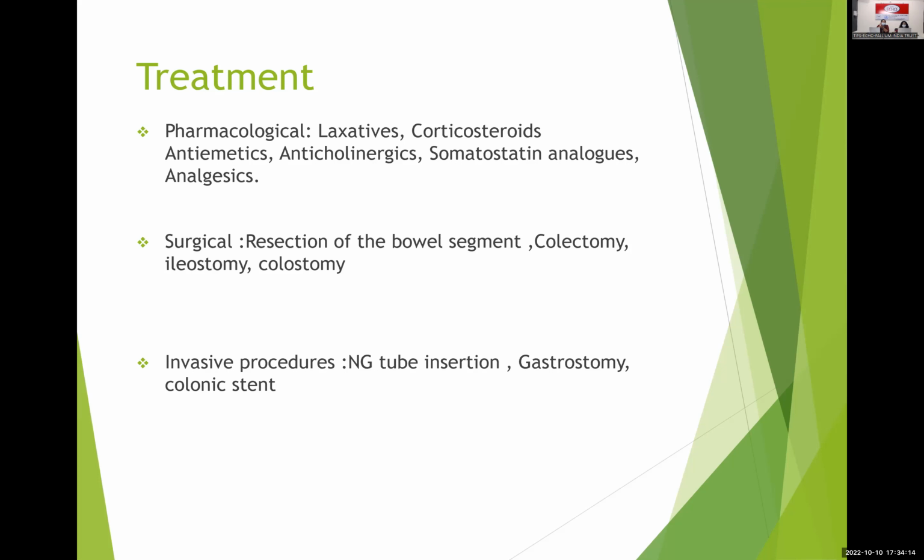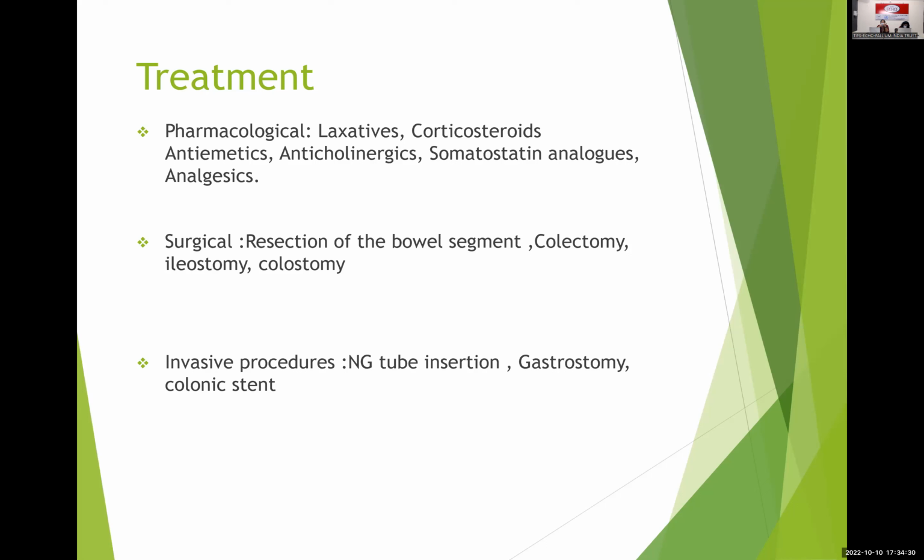Actually, for complete obstruction, definitely we don't use it. Even for partial obstruction, because it affects the motility of the intestine, we avoid using it. So depending upon the situation, you have to be careful.